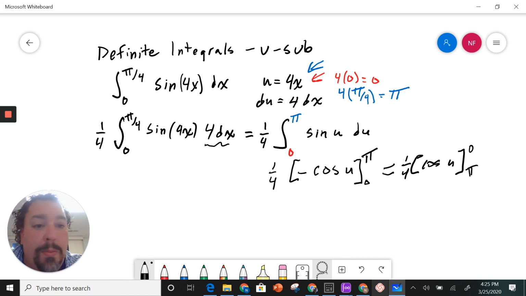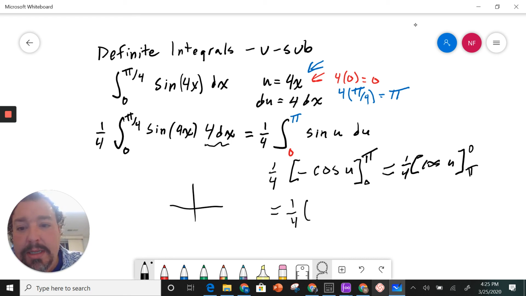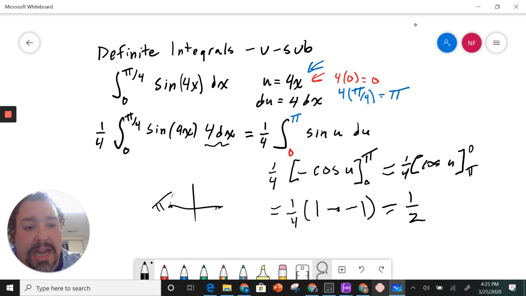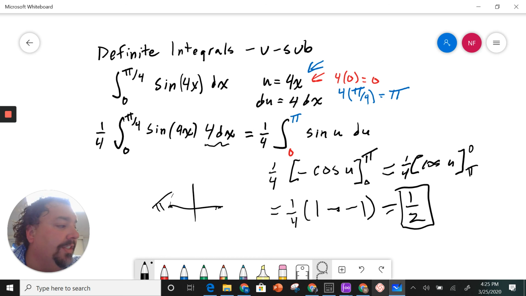And now we can plug in. So we've got 1/4 parentheses cosine of 0. Where is 0? 0 is right here. Cosine of that is going to be 1. And if we go over here to pi, there's pi. Cosine of that is going to be -1. So we have 1 minus a -1, which is going to be 2, times 1/4 is going to give us 1/2. So we have an answer of 1/2.